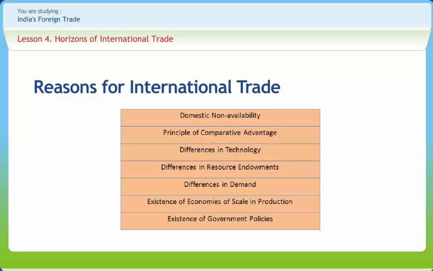Advantageous trade can occur between countries if demands or preferences differ between countries. Individuals in different countries may have different preferences or demands for various products. The existence of economies of scale in production is sufficient to generate advantageous trade between two countries.